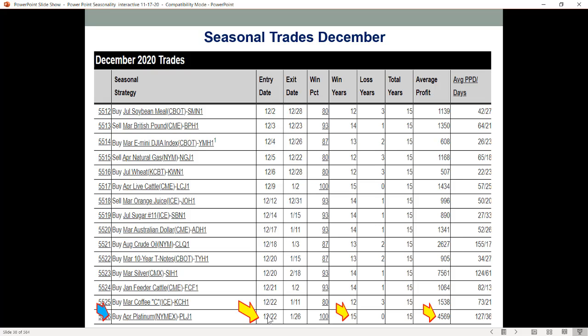So that's November. Now look at the next chart or slide, December. So this is a long-term trend trade. The same trade you can get in on around the 22nd of December, out the 26th of January, and it too has been a 15 out of 15 year winning trade, or $4,500 profit.